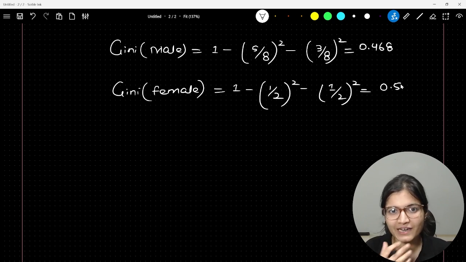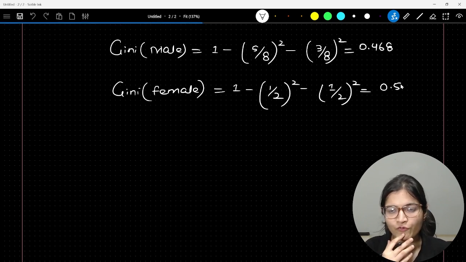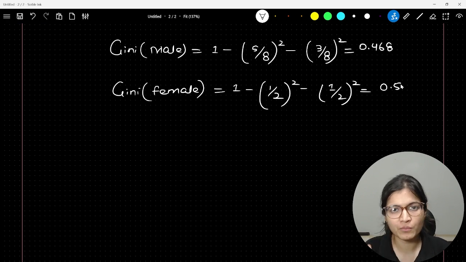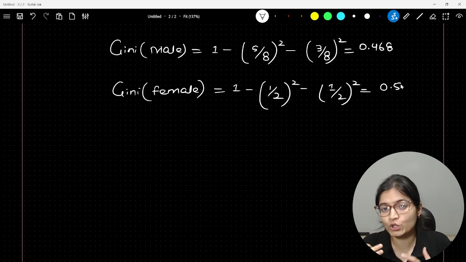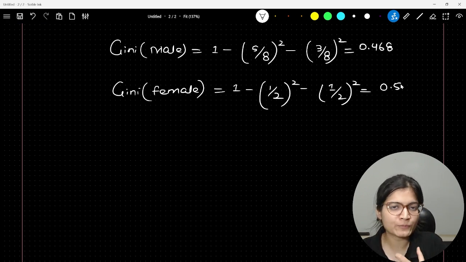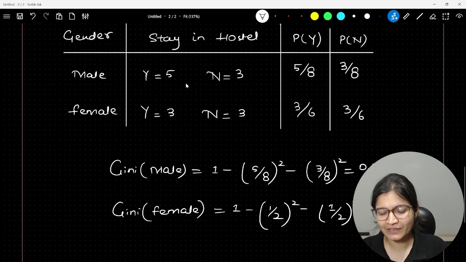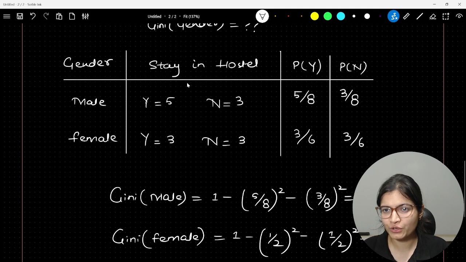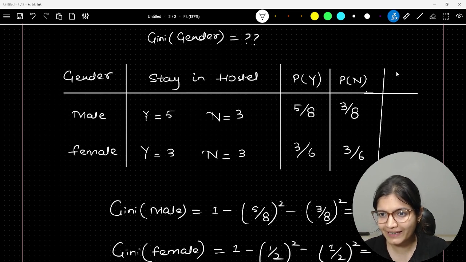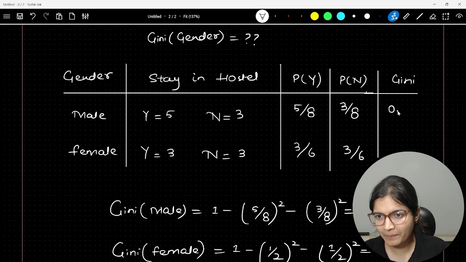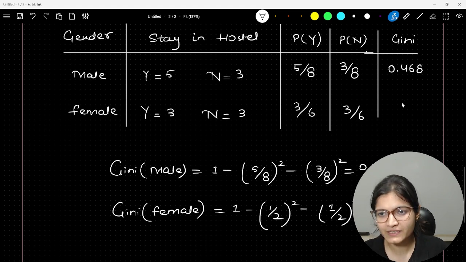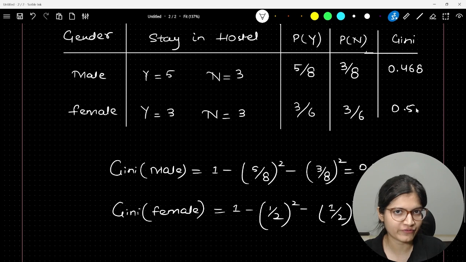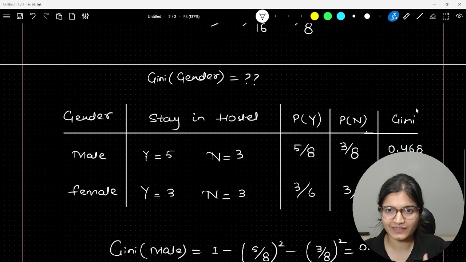If there is some mistake, please forgive me for that part, because I'm not focusing more on the calculation per se. I just want to showcase how the conceptual or mathematical understanding of Gini will work. So in this scenario, we can evaluate the Gini index parameter with the help of the formula. For the male it will be 0.468, and for the female it will come out to be 0.5. Makes sense?